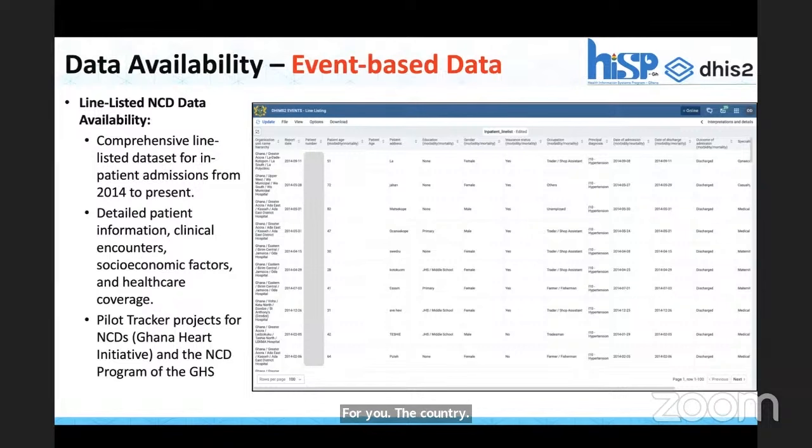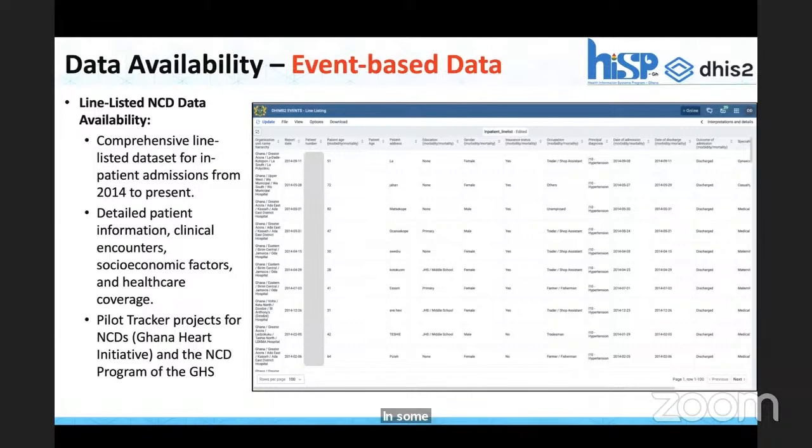Then we also noted that there have recently been some pilot deployments with NCD tracker, trying to set up an NCD registry for hypertension, diabetes, and some childhood cancers. That is being piloted by a project called the Ghana Heart Initiative in some coastal communities in the Greater Accra region of Ghana.